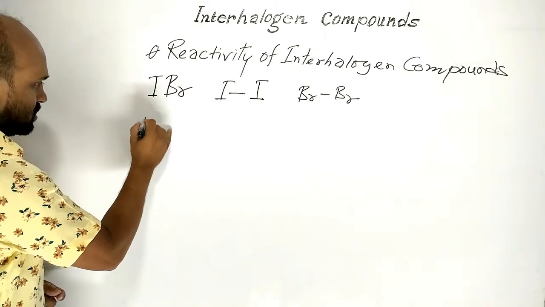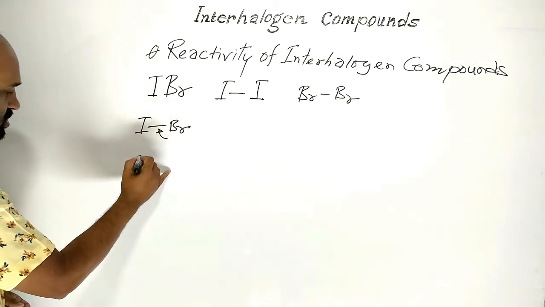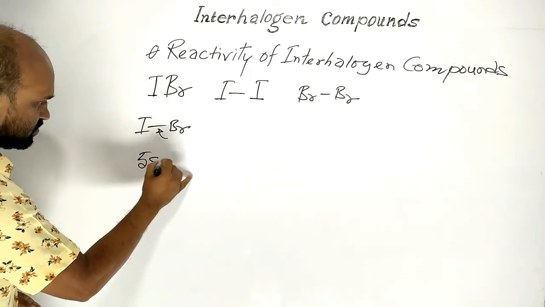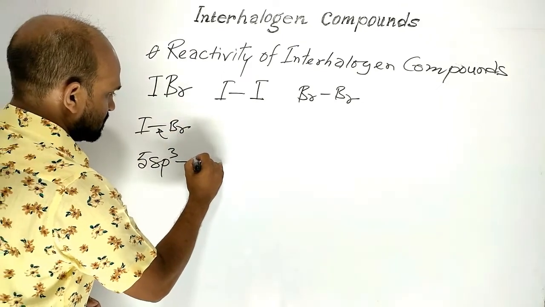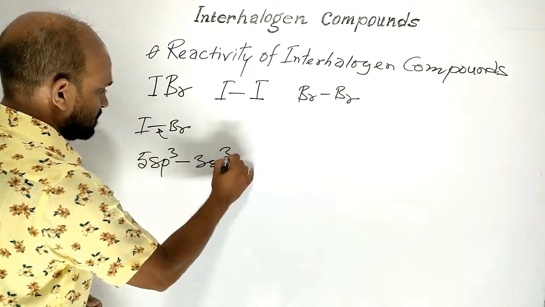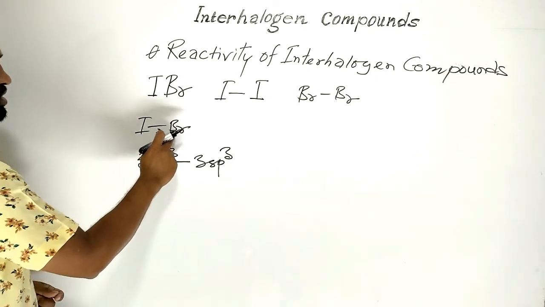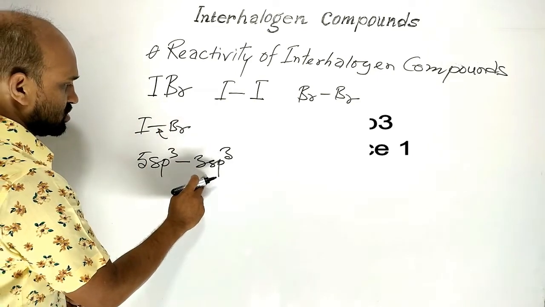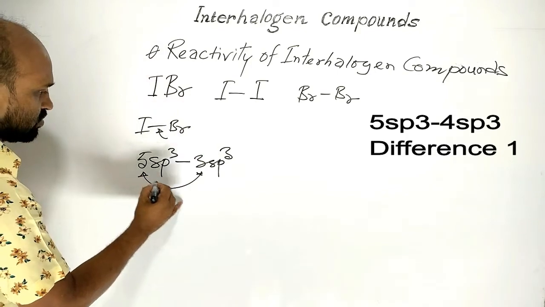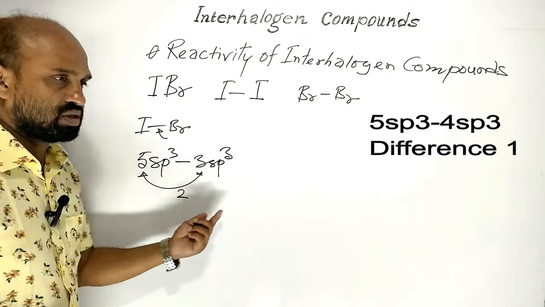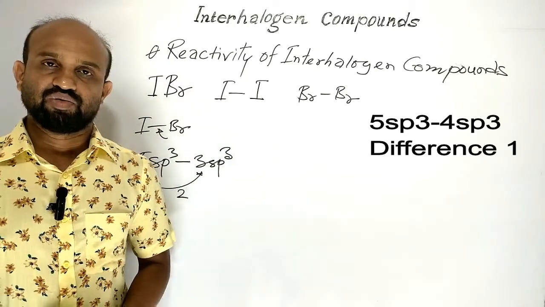Here, this bond is formed between orbitals. Those are 5sp3, and for bromine, this is 3sp3. Iodine belongs to the fifth period and bromine belongs to the third period. Here, the difference in principal quantum number is 2. The more the difference in principal quantum number, the weaker the bond will be.